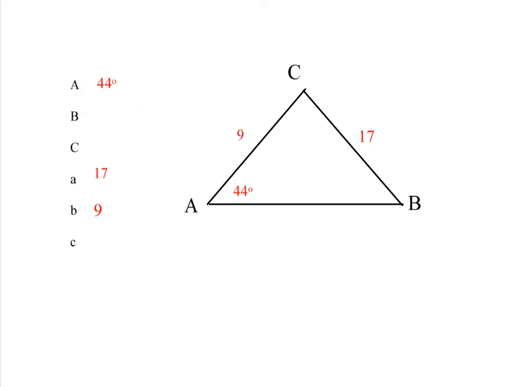Let's try one. First of all, we look at this one. We've got angle A, side B, and side A. Sure enough, this is a donkey situation. Why don't we erase that real quick?